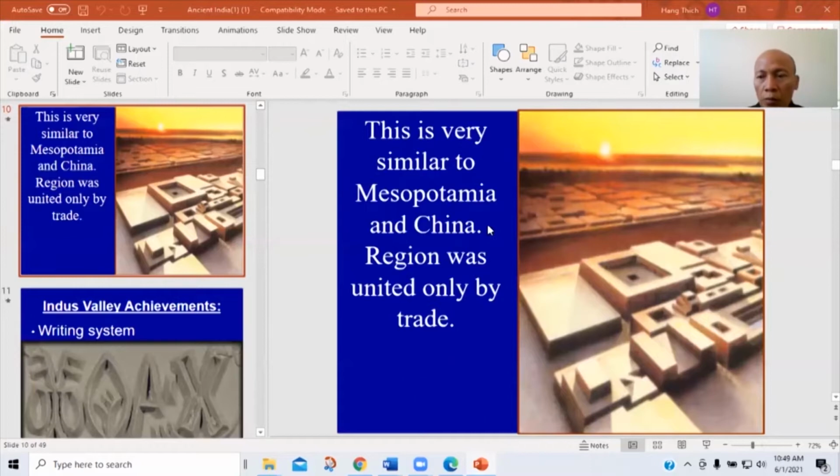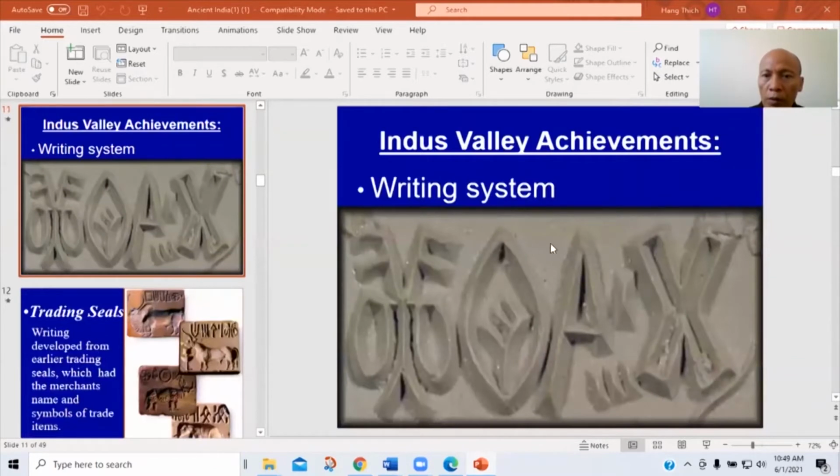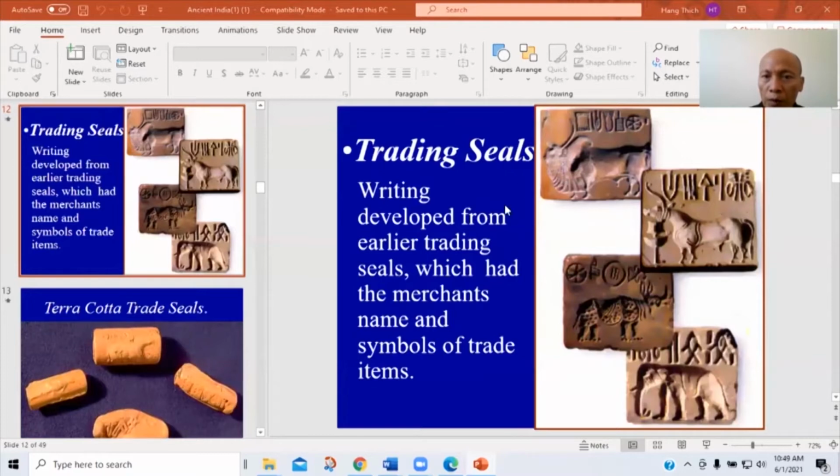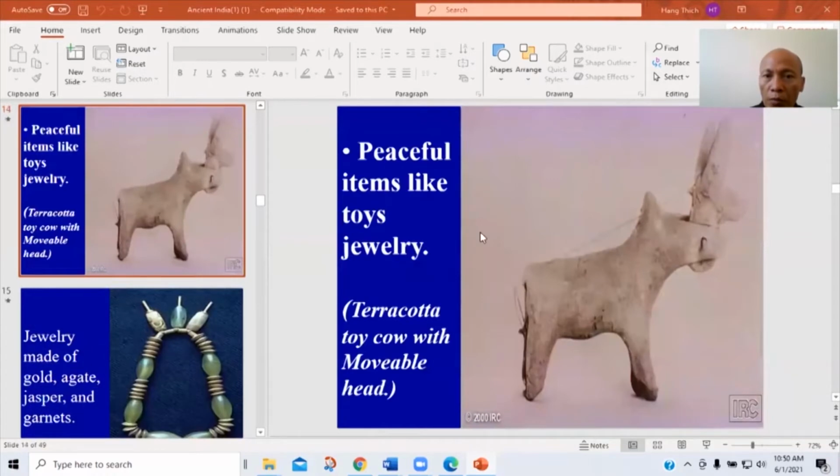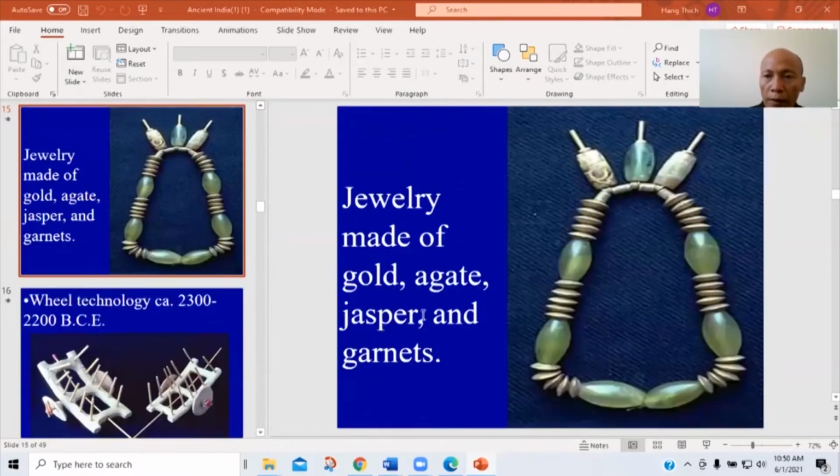So the region was united only by trade, and they had a writing system of seals. These are samples of the trading seals. Writing developed from early trading seals, which had the merchant's name and the symbol of trade items, like this here. You can see those samples, and here they have peaceful items like toys and jewelry. The toy cow with a moldable head, and jewelry made of gold, carnelian, jasper, and garnet.